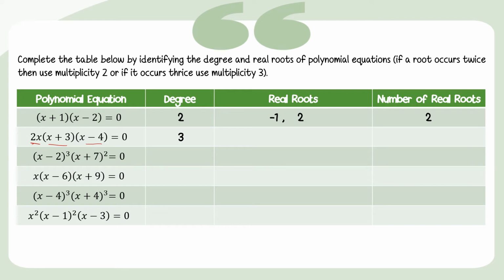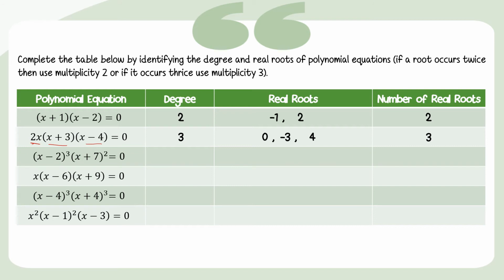So, sa first, sa 2x, we have 0. Remember, 2x equals 0. So, by ZPP, we have x equals 0. Next, negative 3 and positive 4. So, we have 3 real roots.